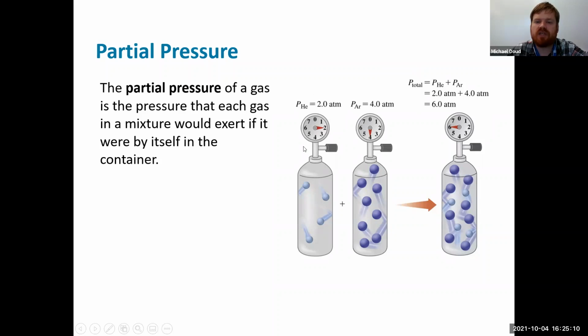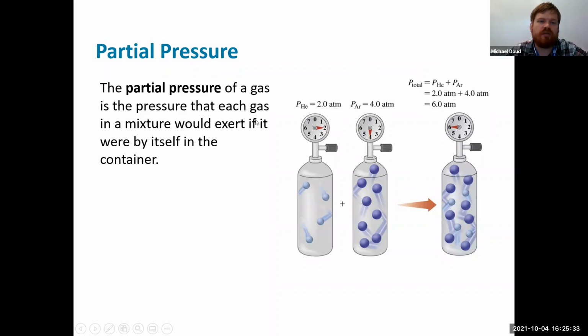So for example, if you took a sample of helium that was at 2.0 atmospheres at a given volume and added it to a sample of argon that was at 4.0 atmospheres at a given volume, you combine them together, you have 2.0 atmospheres from helium, 4.0 atmospheres from argon, and that adds up to 6.0 atmospheres. This is the law of partial pressures.